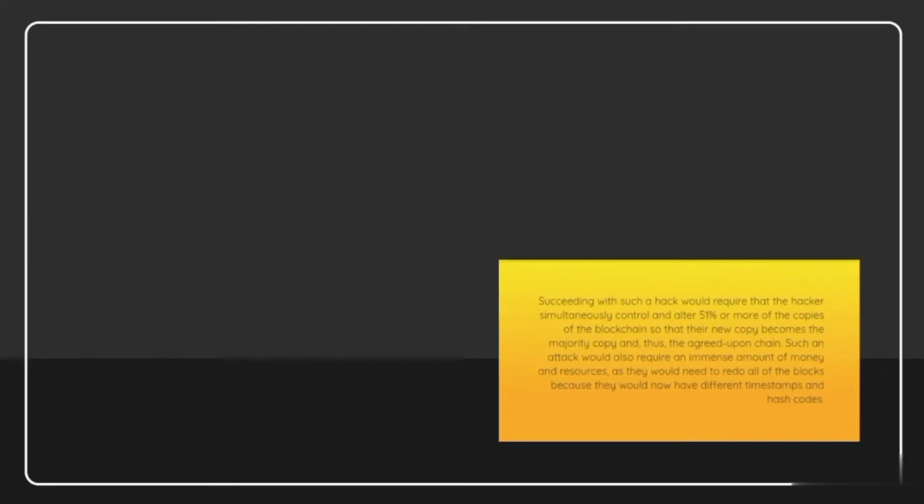Succeeding with such a hack would require that the hacker simultaneously control and alter 51% or more of the copies of the blockchain so that their new copy becomes the majority copy and, thus, the agreed-upon chain. Such an attack would also require an immense amount of money and resources, as they would need to redo all of the blocks because they would now have different timestamps and hash codes.